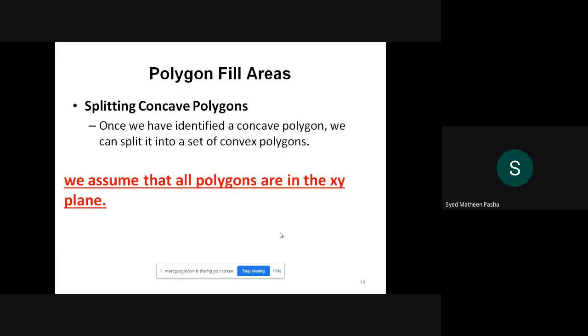As I told, in some cases you want to split concave polygons into n number of convex polygons. How to split that? Once we have identified a concave polygon, we can split it into a set of convex polygons. We assume that all polygons are in the xy plane. If you find a polygon is concave and it lies in the xy plane, you can split that concave polygon into n number of convex polygons, where the angle of the convex polygon will be less than or equal to 180 degrees.